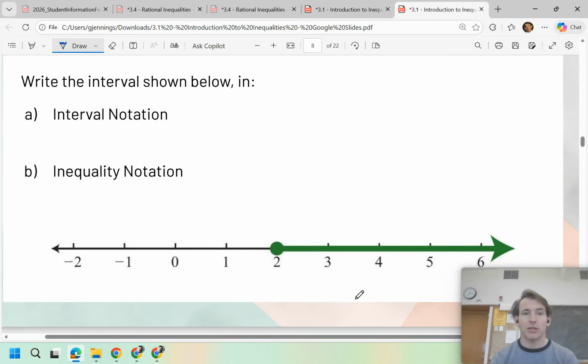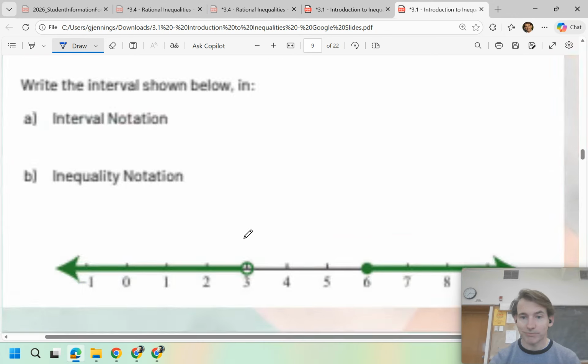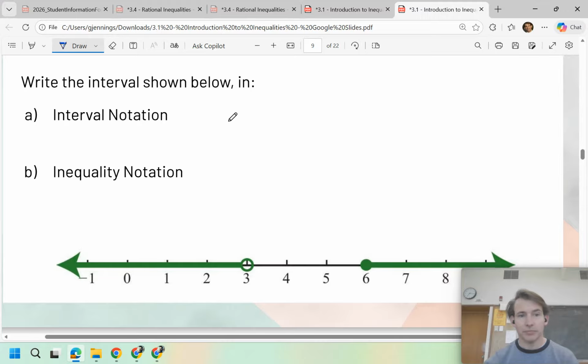All right, so let's write this in interval notation. That would be 2 inclusive, all the way to positive infinity, not inclusive. Inequality notation is x is greater than or equal to 2. And that's it.